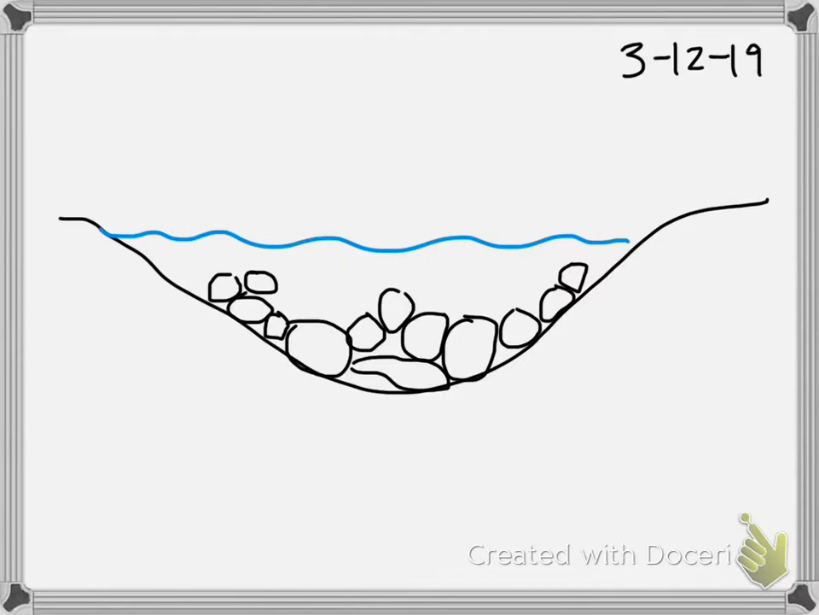3/12/19. That's a cross-section of a stream, and you'll notice that there are a bunch of rocks. Duh. There are spaces in between those rocks. And those spaces, now you don't need to know the term interstitial, but those are called interstitial spaces. And there's like a whole other ecosystem in between the rocks, if you can believe that.